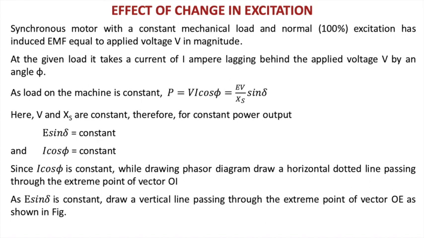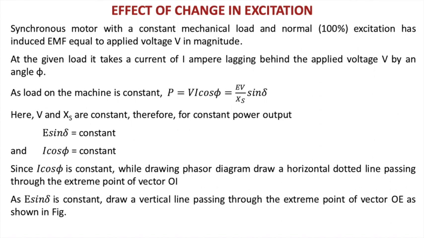To understand the effect of change in the excitation, we'll keep the mechanical load constant. The mechanical load being constant means the power drawn will be constant. The power drawn by the motor is given as VI cos phi, and by the equation we have derived, specific to the synchronous motor, it is given by EV by XS into sin del, where we have neglected the armature resistance.